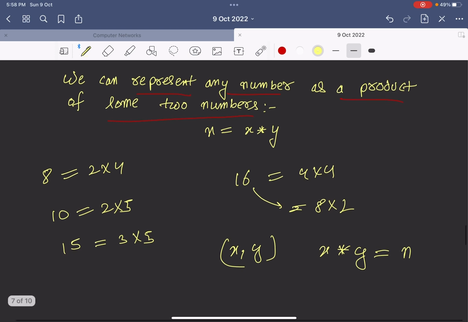Even in case of a prime number, let's say 7 is a prime number, I can represent it as 1 times 7, right? If it is a prime number 13, I can represent it as 1 times 13. So for all numbers, I can represent them as a product of some two numbers. There is at least one pair I'll get. In case of prime numbers, it is one pair only.